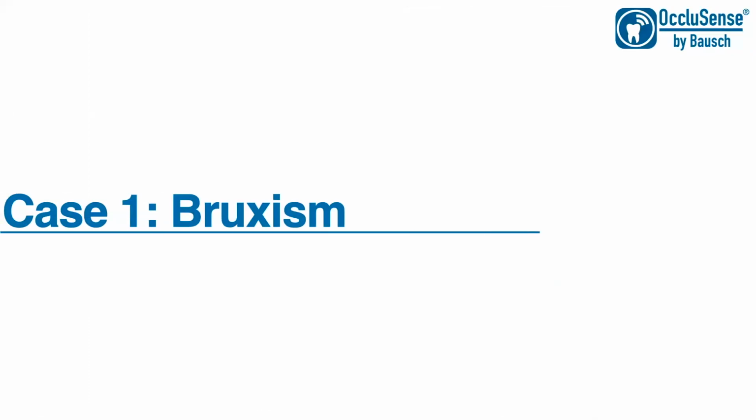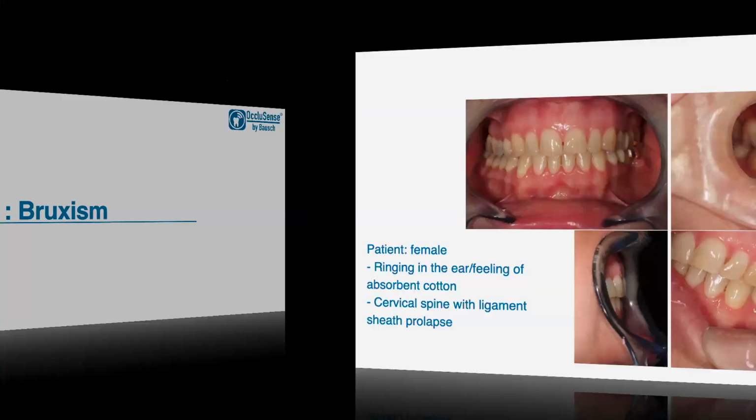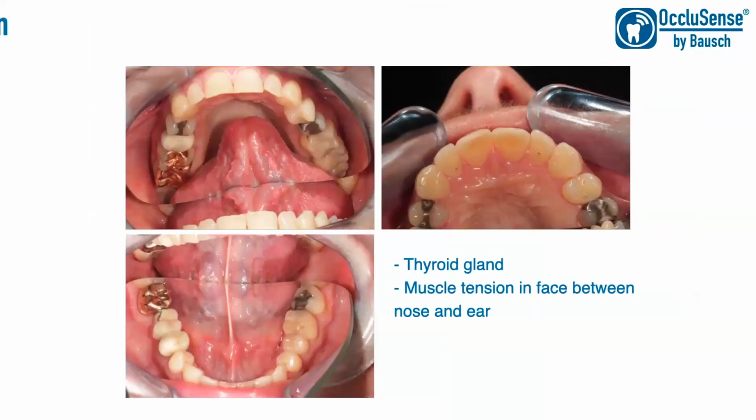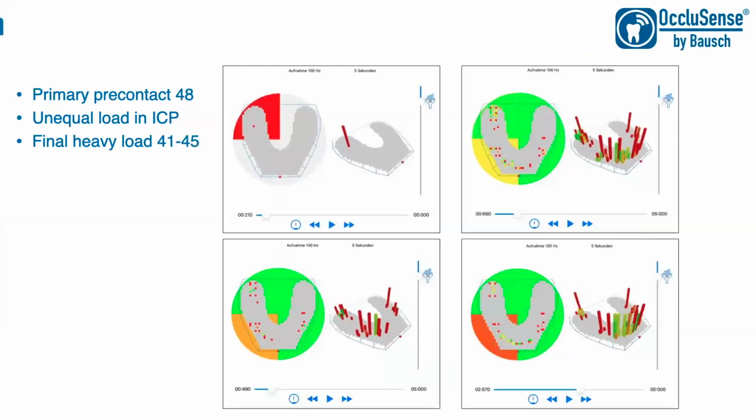I've got a few clinical cases for you here as well. So case one is a case of bruxism. We have a female patient who presented herself with ringing in her ear, the feeling of cotton, with cervical spine and ligament sheath prolapse. She also had a thyroid gland which was hyperactive, and some muscle tensioning between face, nose, and ear. And when you're looking at her static occlusion with OccluSense, you can see a primary pre-contact on 48. Looking at this movement a bit further, you see that there's unequal loading as well as a final heavy load between 41 and 45.